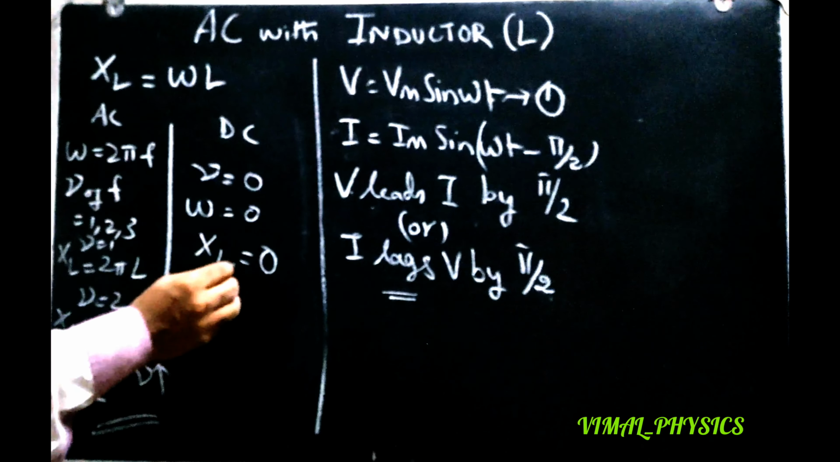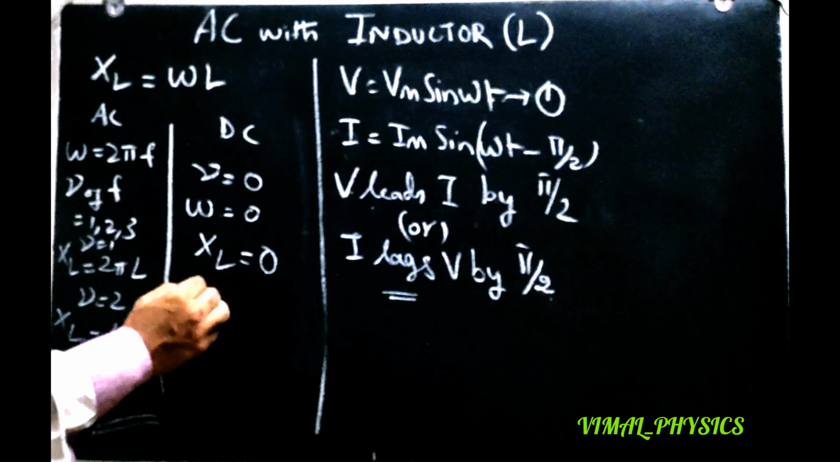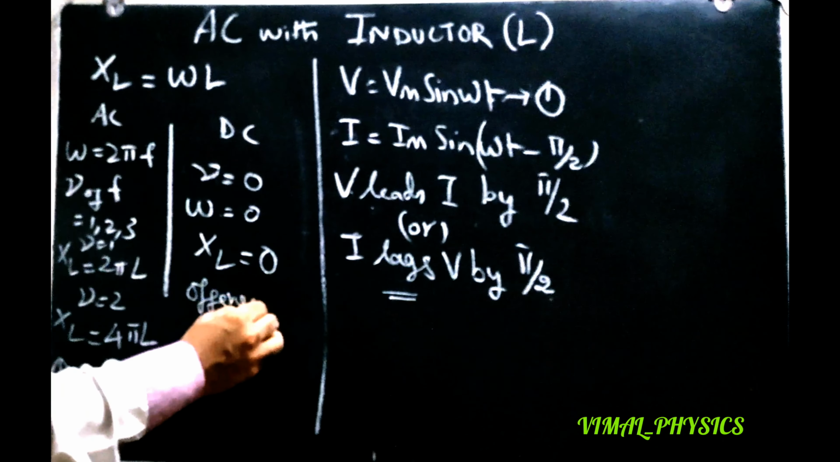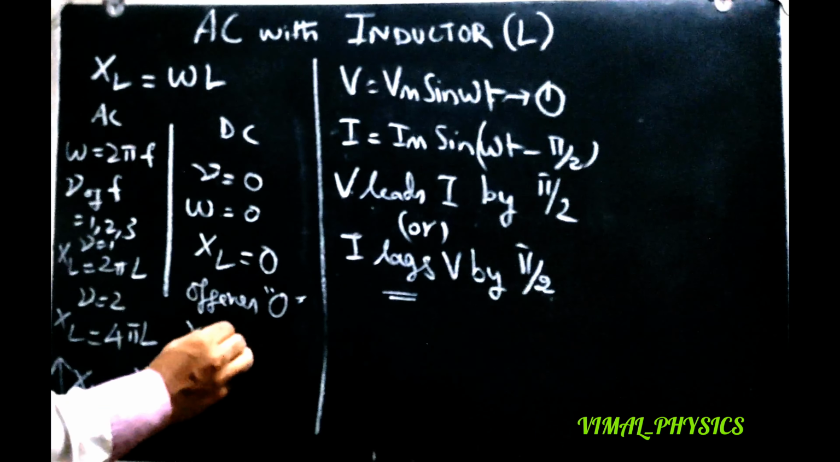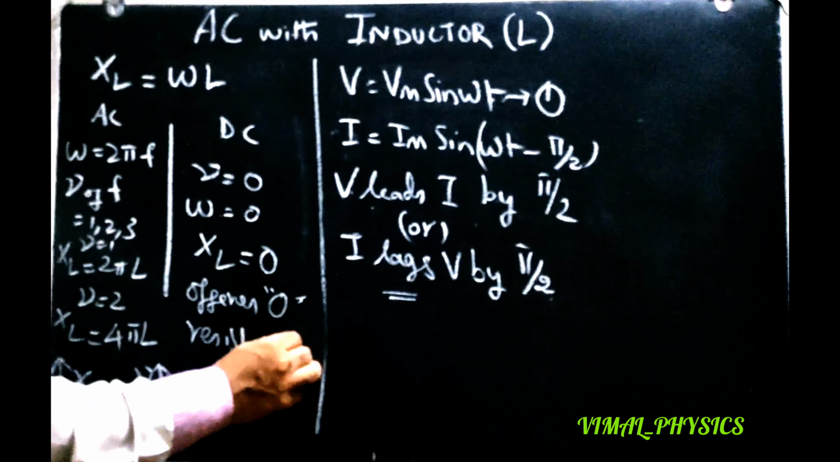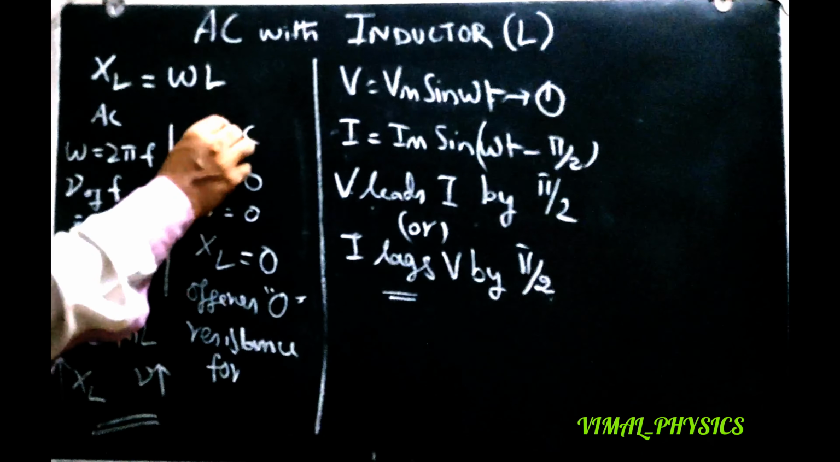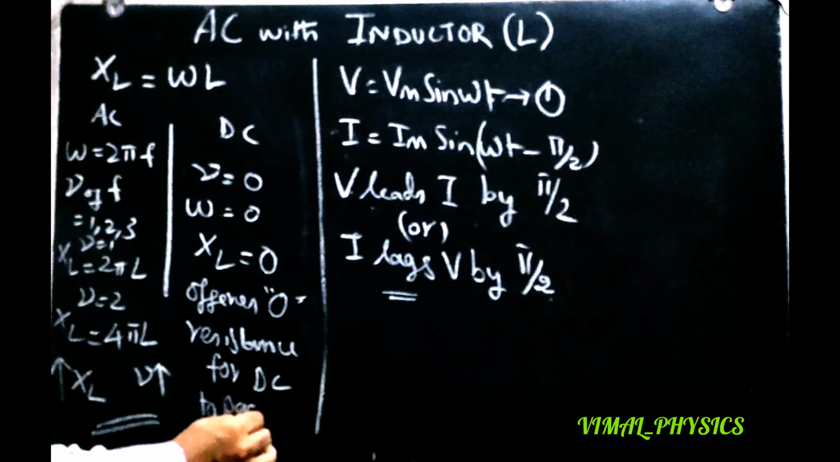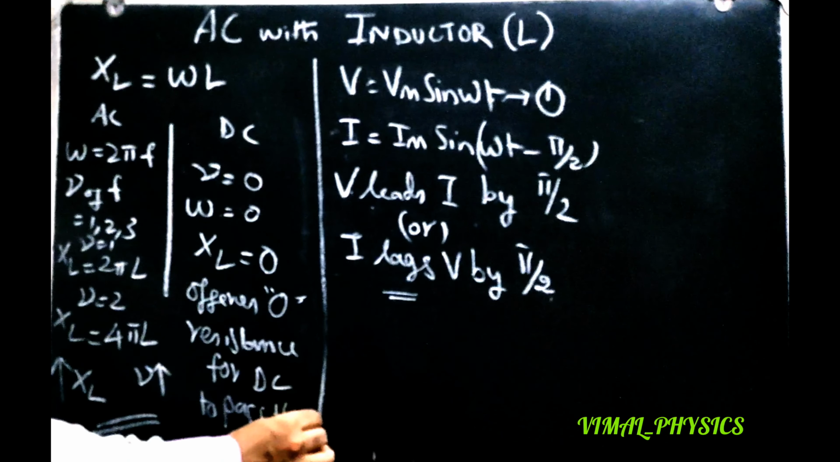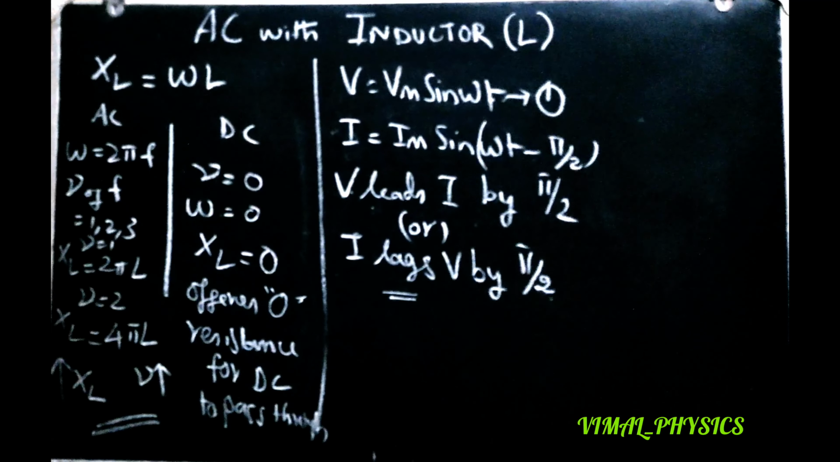Therefore when I am substituting for DC, omega becomes 0, so XL is equal to 0. So we can tell that the inductor offers 0 resistance for DC to pass through. The inductor coil does not offer any resistance for the DC current to flow through it. That's what we got from the expression. So this is the first case.